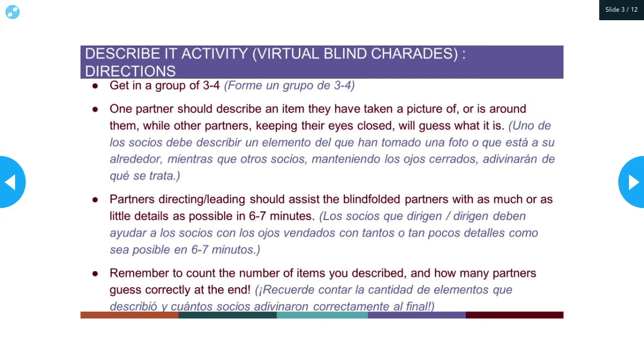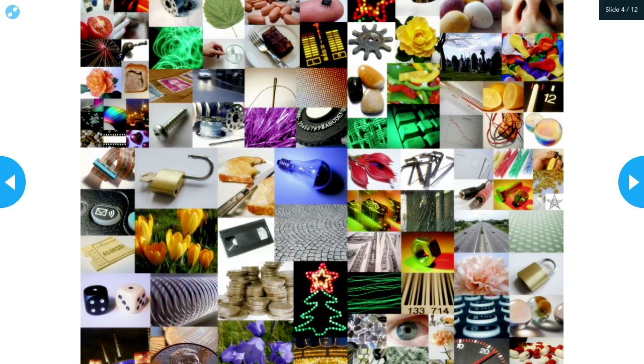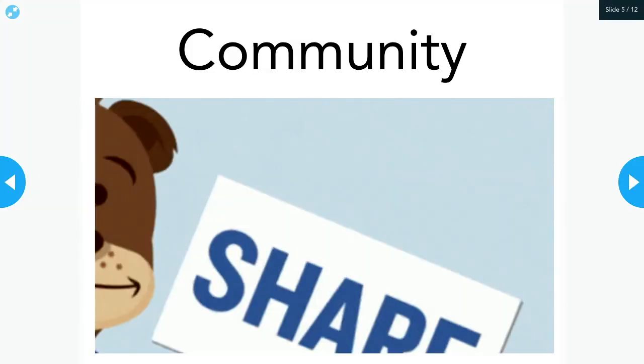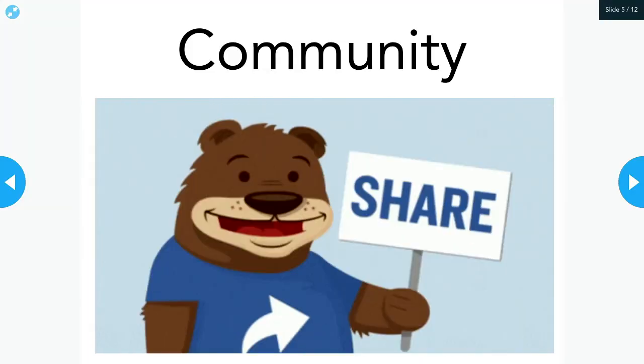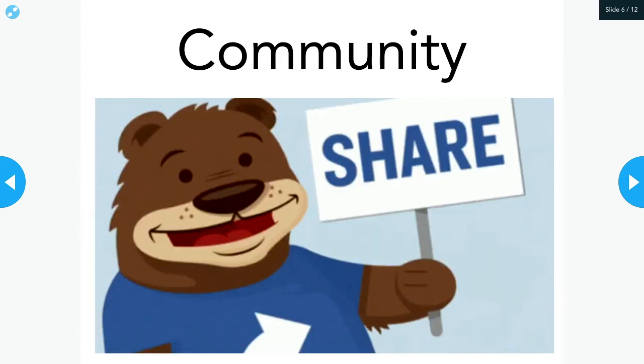So one student describes an image, an object, and the other student would guess what that is. It's an empathetic activity, virtual blind charades. Here's a mix of random images that I put together just in case students weren't able to find any images around them or any objects around them to describe. They could use something from this picture here. At the end of the activity, students share out. I love to put these little gifts inside the Nearpod to just engage students some more.